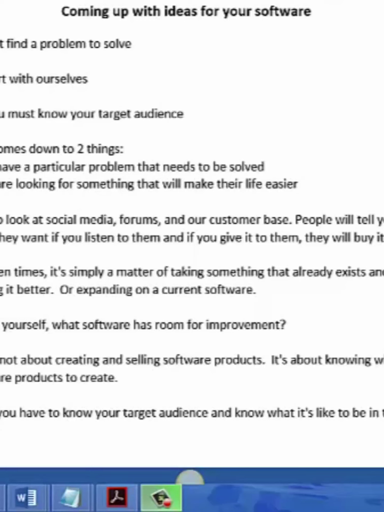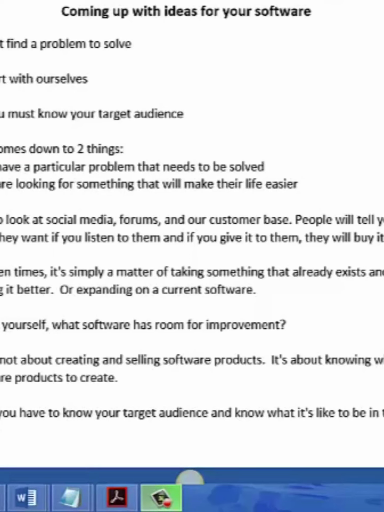Do you have a problem in your business or personal life that can be solved with a software tool? Because let's face it, if you have a problem, I'm pretty sure there's going to be other people out there with similar problems as you. So your problem is not unique to yourself.